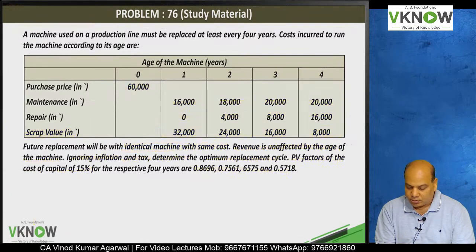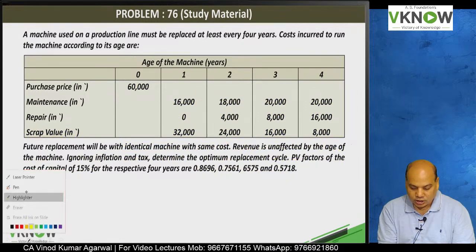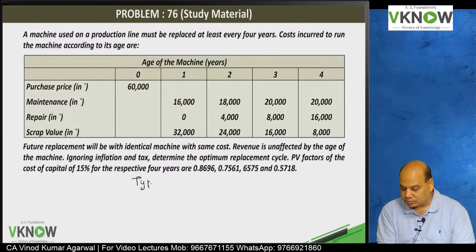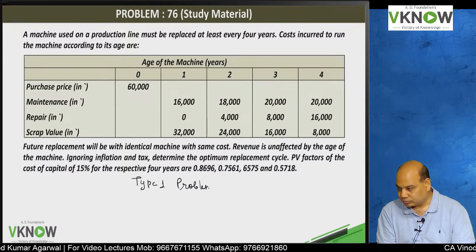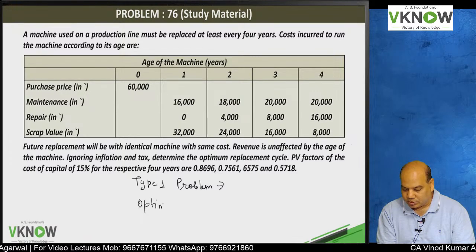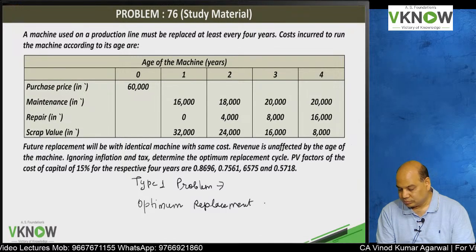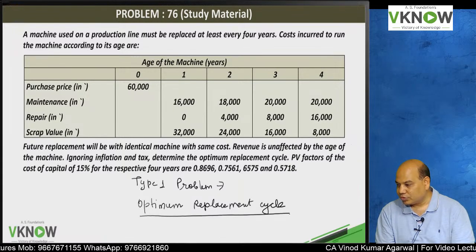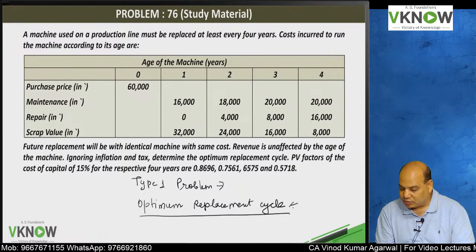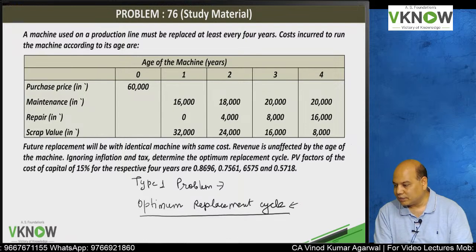This I will call type 1 problem. What is type 1 problem? Finding optimum replacement cycle, when it is beneficial to replace the asset.